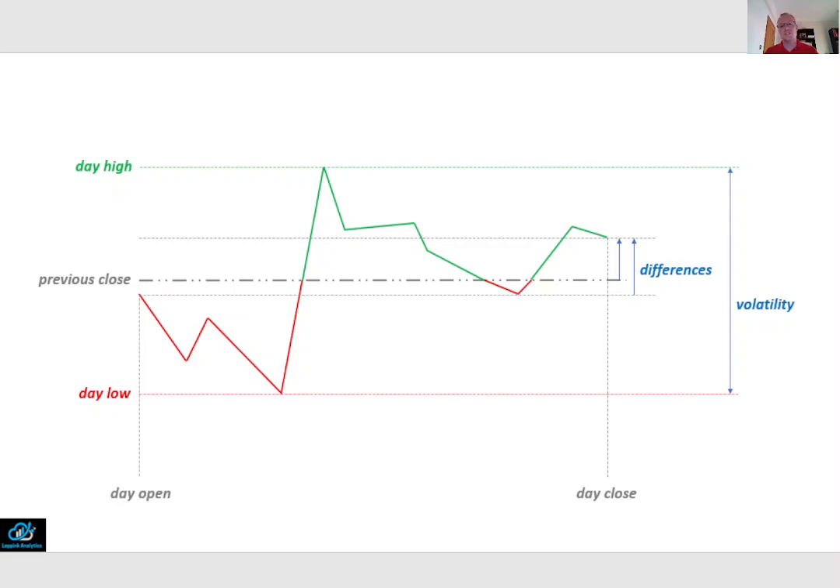So here you see an example of a price trajectory of a given stock on a given trading day, but you could apply this figure also to other time units, for example, trading weeks. Within each unit, there is a highest point, a lowest point, a difference between this time unit's close and the previous time unit's close, the difference also between the open and close of this time unit, because the open of the current time unit is often not the same as the close of the previous time unit.